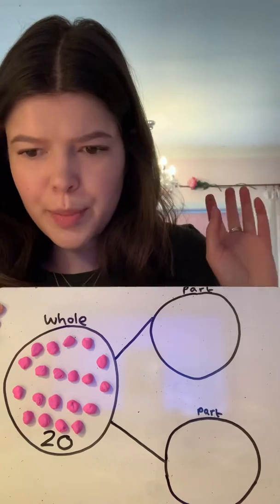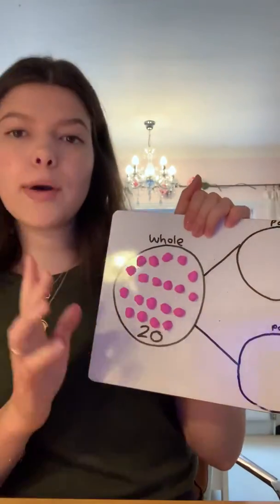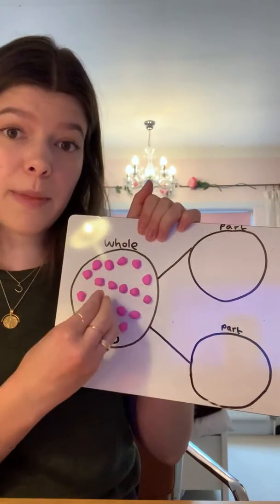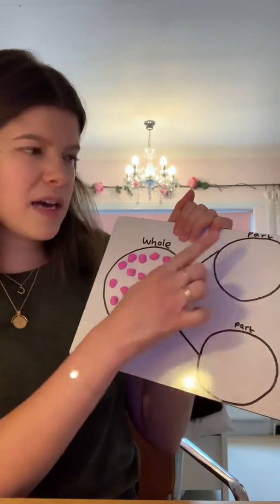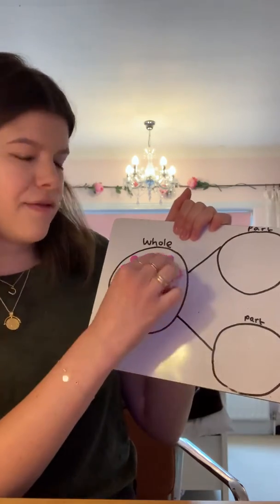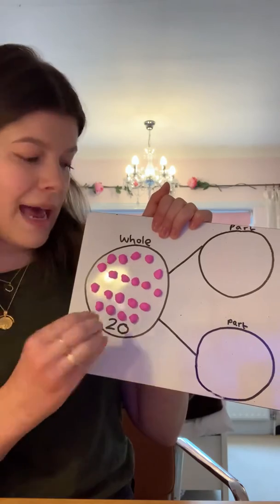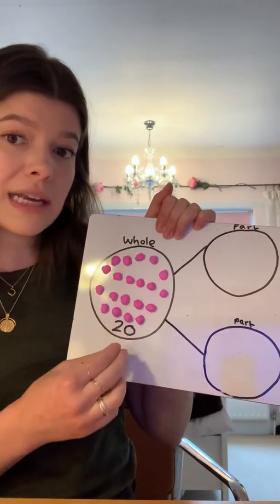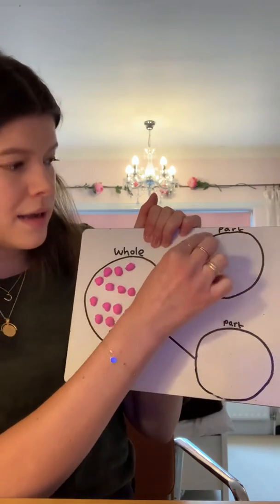Okay, now I'm going to start by, I'm going to move some of my objects into this part, some into this part. I think I'll put 10 in here first. I'm going to put 10 in the first part. Now, I'm not getting any new objects. I'm using the objects that I've already got in the whole. Okay, so I'm going to move 10.